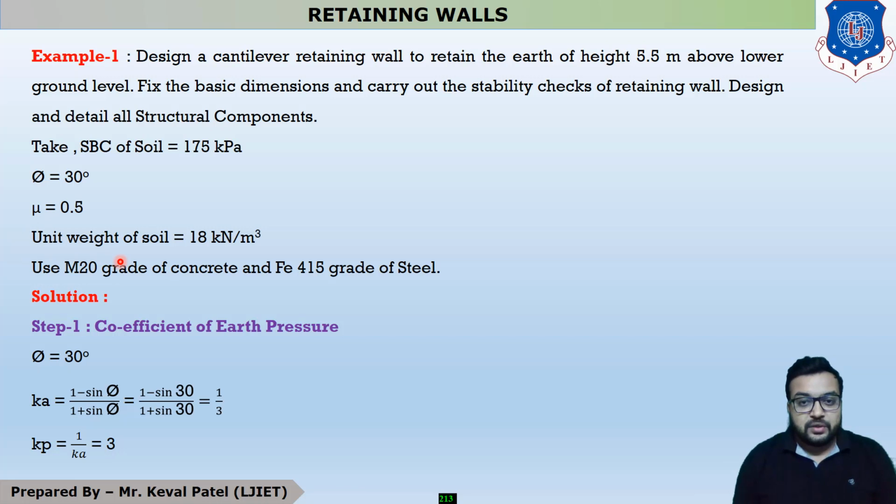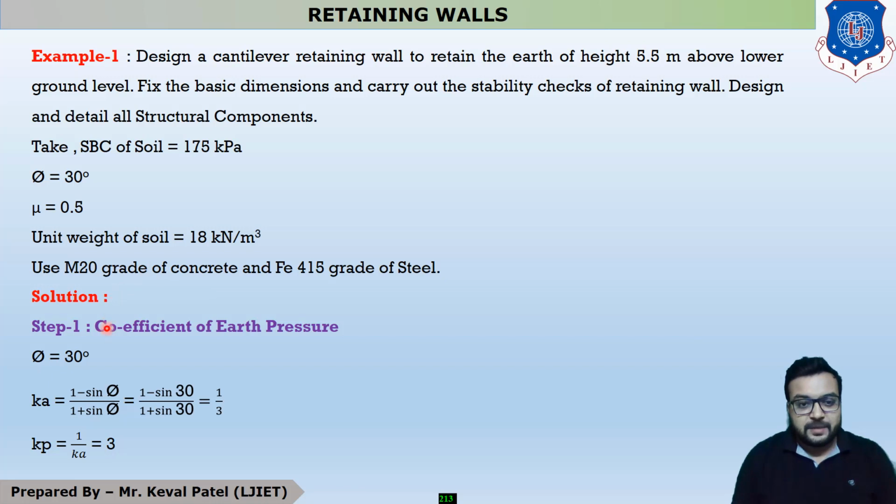Unit weight of soil. It means density of soil is 18 kilonewton per meter cube, and use M20 grade of concrete and Fe415 steel. So this is the data of our first type of example, which is the design of cantilever retaining wall. So let us start our solution of the first example.